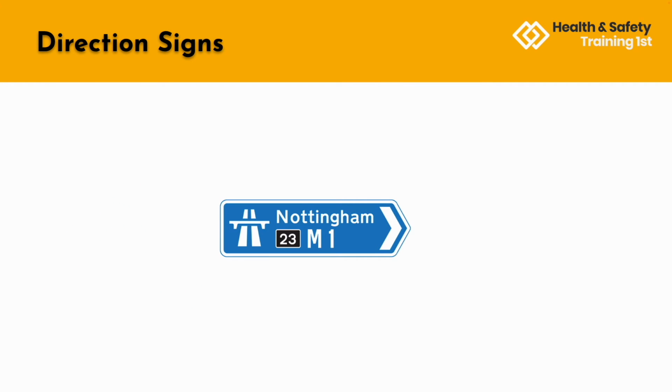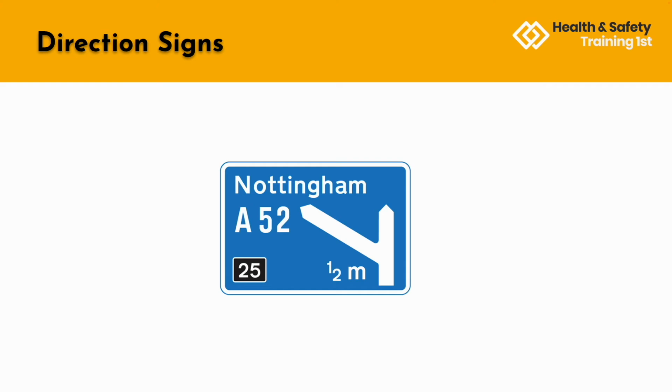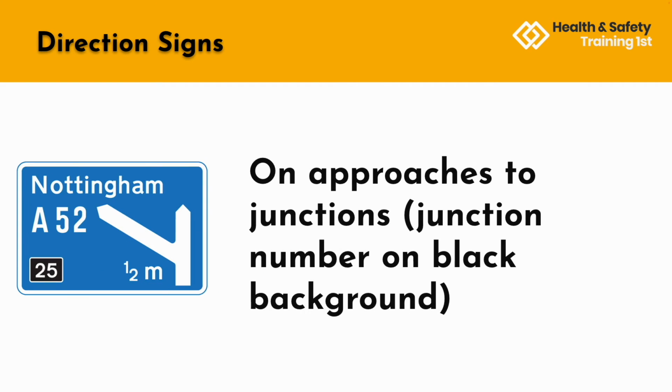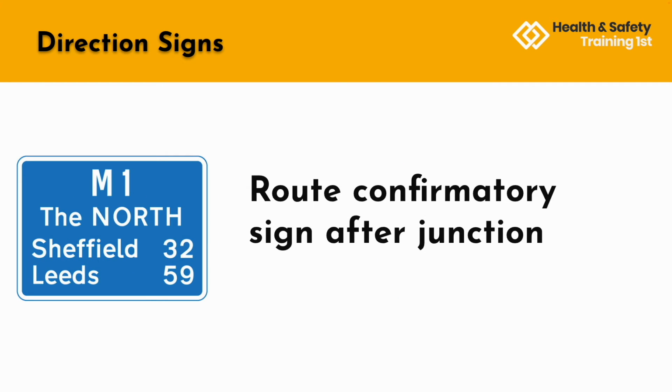Direction signs. These are mostly rectangular, and signs on motorways have blue backgrounds. At a junction leading directly into a motorway, junction number may be shown on a black background. On approaches to junctions, junction number on the black background. Route confirmatory sign after junction.